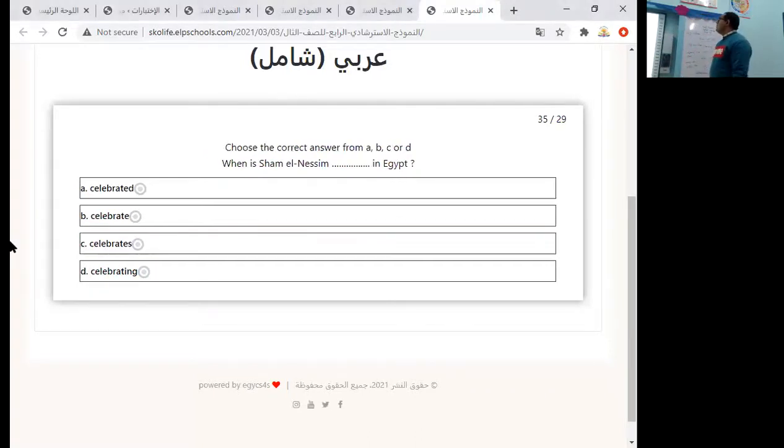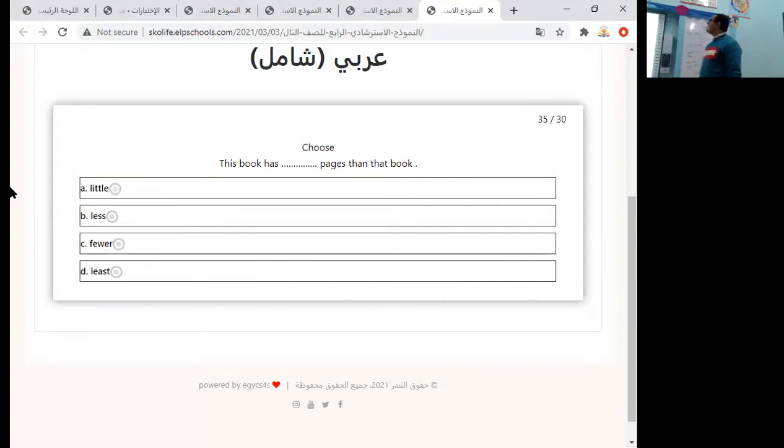Okay. When is Sham al-Nisim space in Egypt? This is a question in present simple passive. Why? The question starts with the question word when, plus the verb to be, is, plus the subject, Sham al-Nisim. So here the space should be the past participle, celebrated, number A.